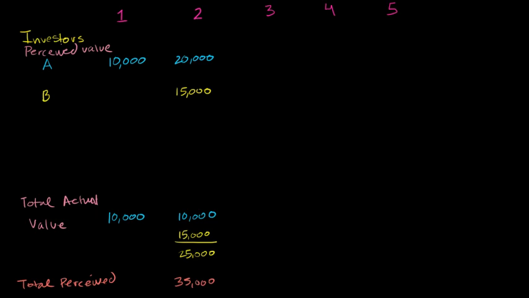Now, let's say that the next year I send him statements that, look, I made super awesome investments again. The money doubled again. So this guy's money, his perceived value, he gets a statement that says, you now have $40,000. This guy down here, investor B, gets a statement that says, you now have $30,000.